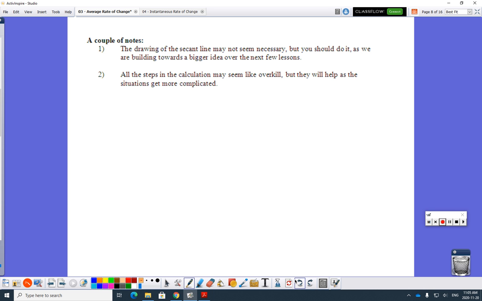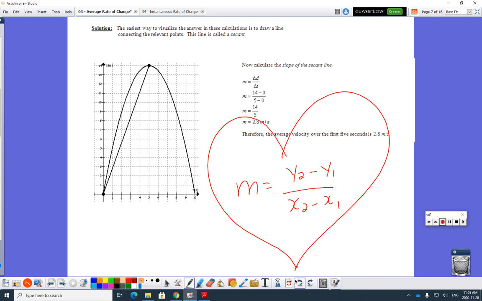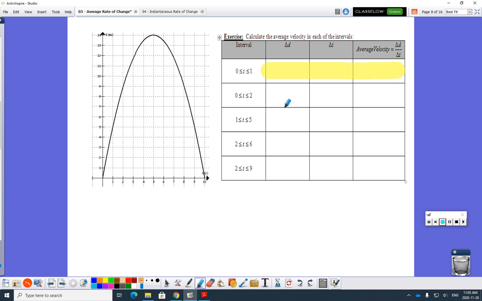All the steps in the calculation may seem like overkill, but they will help as the situation gets more complicated. I'm referring specifically to this step here, this y2 minus y1 over x2 minus x1 move. Overkill for this example for sure, but as things get a little more heated here, you'll see it's a handy thing to have. You've got a table on the next page, am I right?